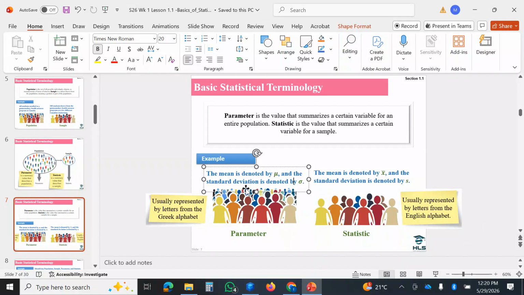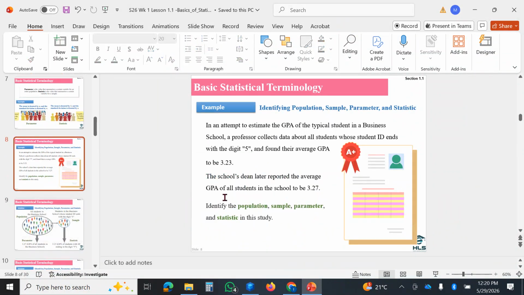And the standard deviation is denoted by sigma, and we'll get into that as well. These are two very important parameters. We'll be dealing with this basically the entire rest of the course. Then you have the mean of the sample, which is denoted by x bar, and the standard deviation of the sample, which is denoted by a small s. Okay, parameter, statistic.